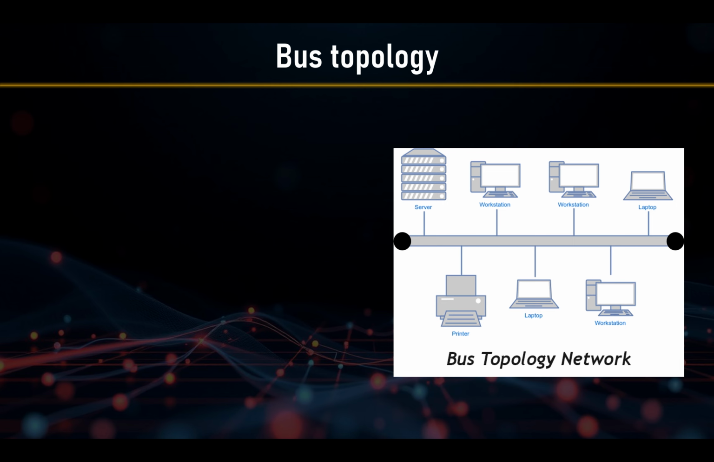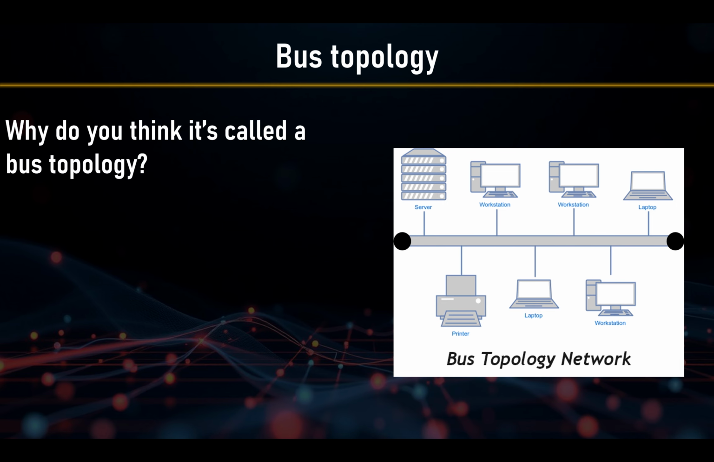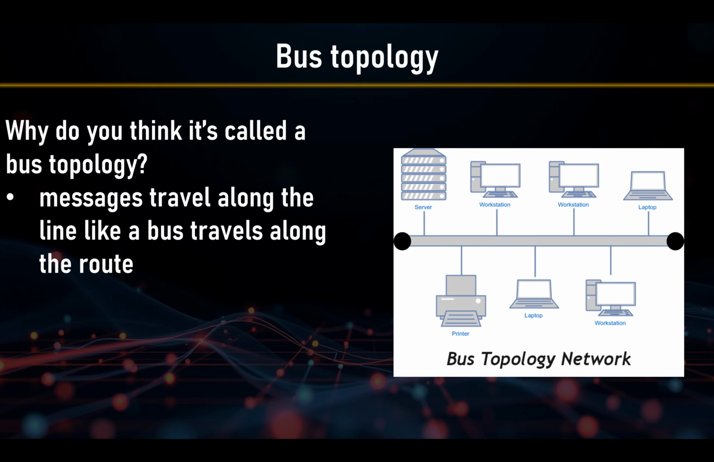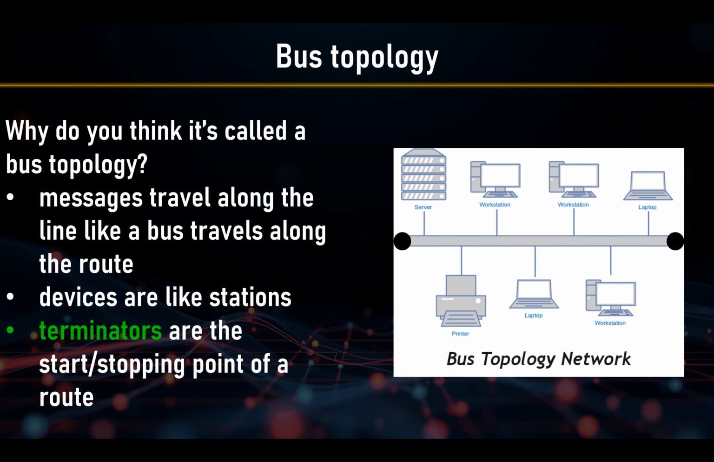Then let's ask, why is it called a bus topology? Maybe you've figured out that there are some similarities with a bus route. Messages travel along the line, like a bus travels along the bus route. The devices are like bus stations or bus stops. Then the terminators are the start and stopping point of a route. It's like when you're on the subway and you hear the terminating station. So it's kind of the same thing.